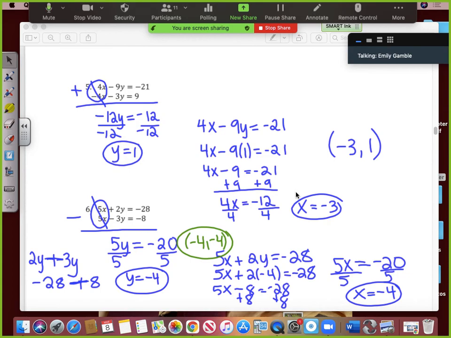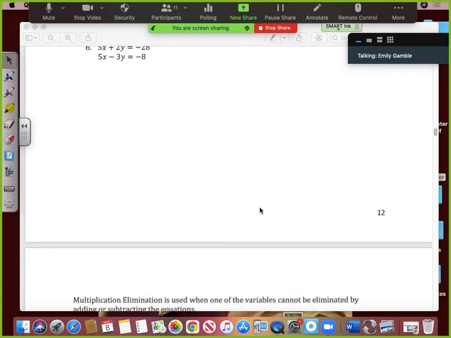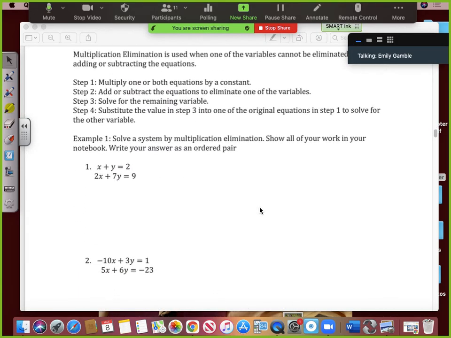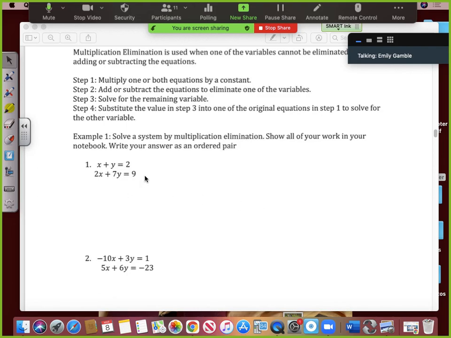So elimination is actually nice and easy because all of these questions were specifically set up so this would happen. But what we're going to see tomorrow, here's just an introduction to tomorrow's lesson. Tomorrow we're going to see elimination questions that are not set up like that. Like if we just look real quickly at this number 1 here, 1x plus 1y equals 2 and 2x plus 7y equals 9.